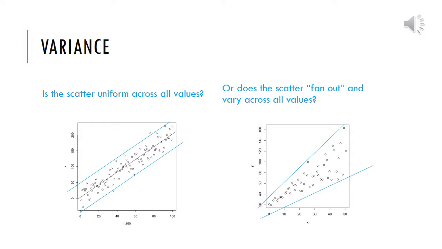The graph on the left shows equal variation across all the data values. The strength of the relationship between the variables stays the same across all the data values. The graph on the right shows unequal variation across all data values. The strength of the relationship between the variables changes across all the data values. The relationship is stronger when the explanatory variable is small, but gets weaker when the explanatory variable gets larger.